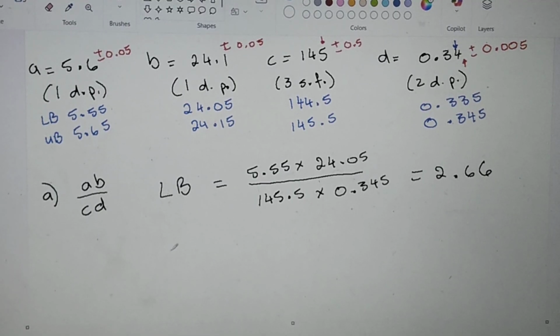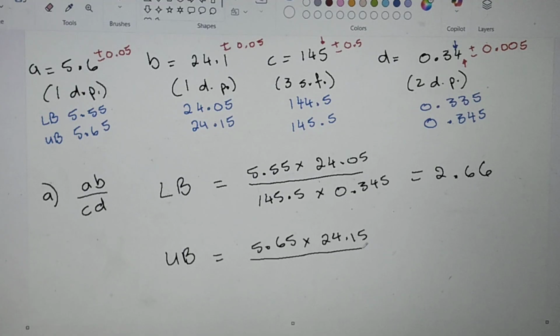And then for your upper bound, you're going to do the opposite. You want the biggest possible numerator, so I'm going to take the upper bound of A, which is 5.65, times your upper bound for B, which was 24.15, and then I'm going to divide that by the lower bounds of C and D. So I'm going to take 144.5 times 0.335, and then I'm going to do the same thing I did earlier.